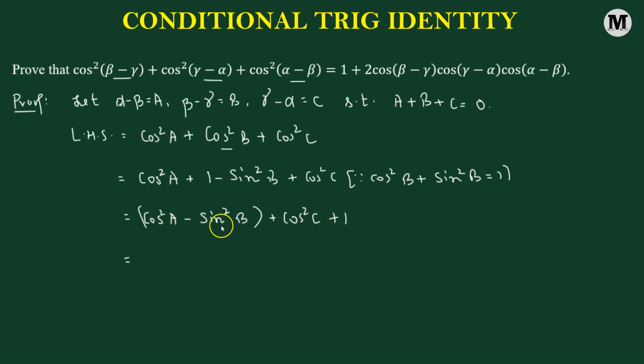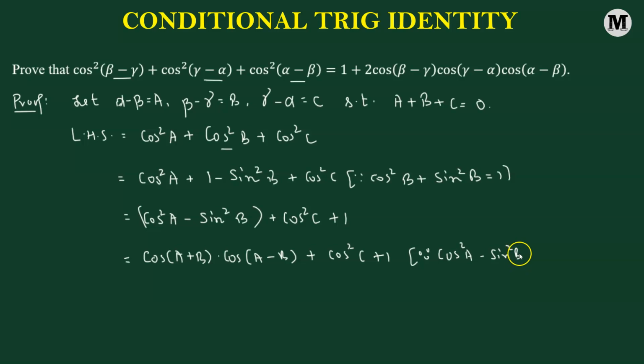Fine. Now cosine squared A minus sine squared B is a standard formula. We have cosine of A plus B multiplied by cosine of A minus B, added to cosine squared C plus 1. So here we have used the fact that cosine squared A minus sine squared B, this difference of squares of cosine and sine, can be factorized to get cosine of A plus B times cosine of A minus B. Okay, fine.